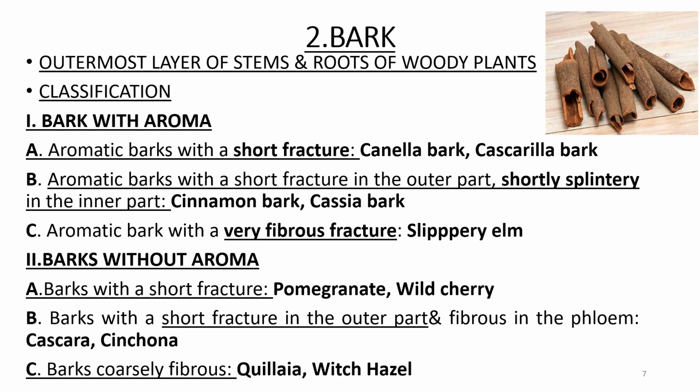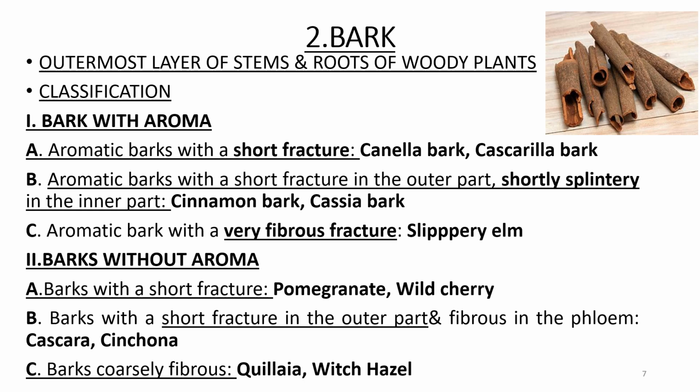Examples are canella bark and cascarilla bark. Then aromatic bark with a short fracture in the outer part and short splintery in the inner part. Splintery means that after breaking, it will produce pointed edges. The examples are cinnamon bark and cassia bark. Then aromatic bark with a very fibrous fracture. Example is slippery elm.